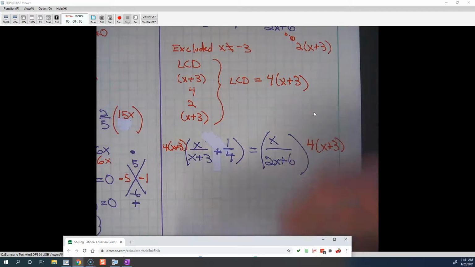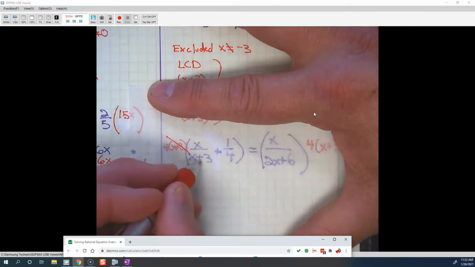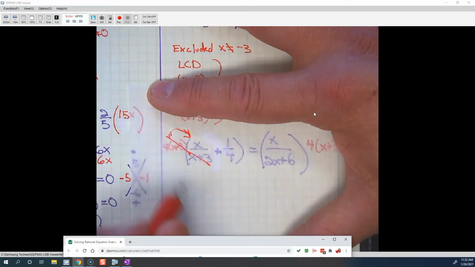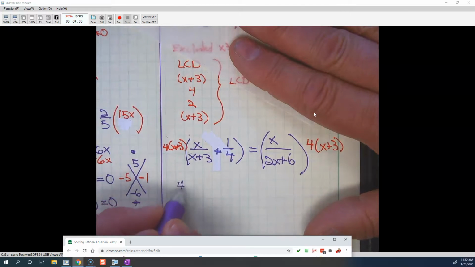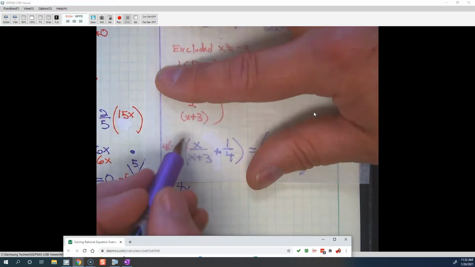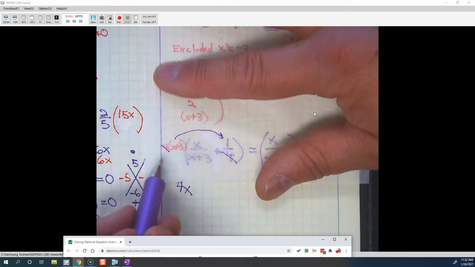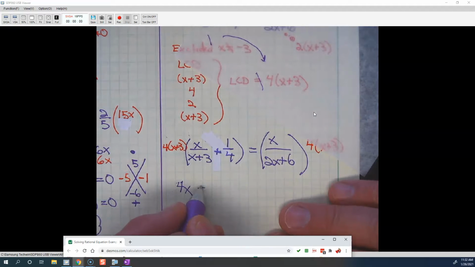All right, and then I start canceling. So cancel, cancel. So that first is going to be just 4 times x, so 4x. Okay, now when I multiply it by the second term, the 4's will cancel, and I'm going to have x plus 3 times 1, which is just x plus 3.